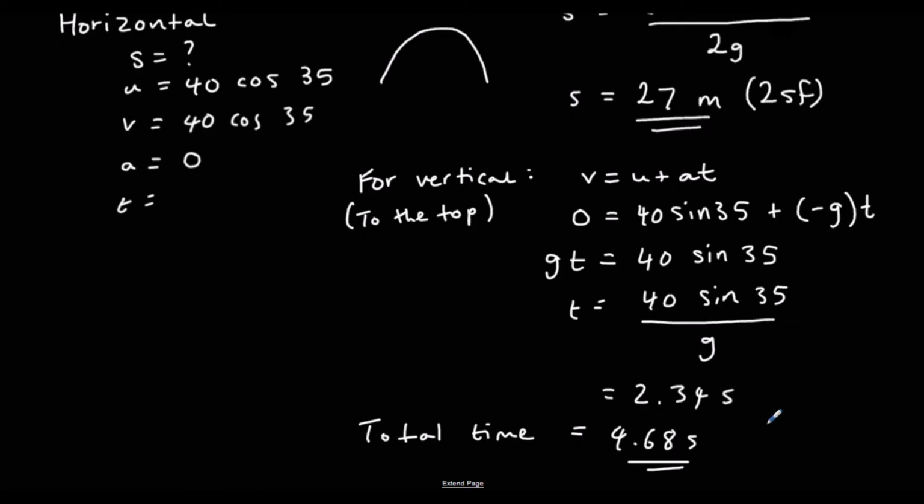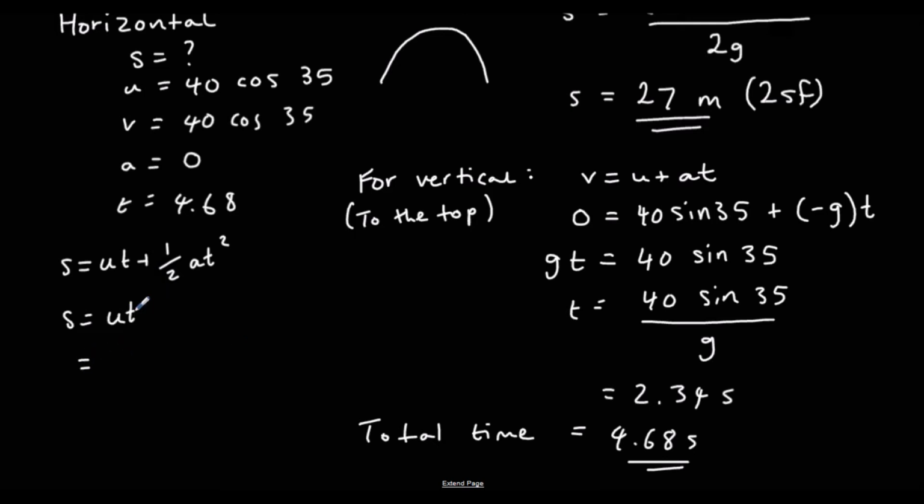We're going to keep that in the calculator, and we're going to use s equals ut plus half at squared. So the displacement is ut plus half times at squared. Remember, a is 0 for the horizontal component, so that just leaves us with s equals ut.